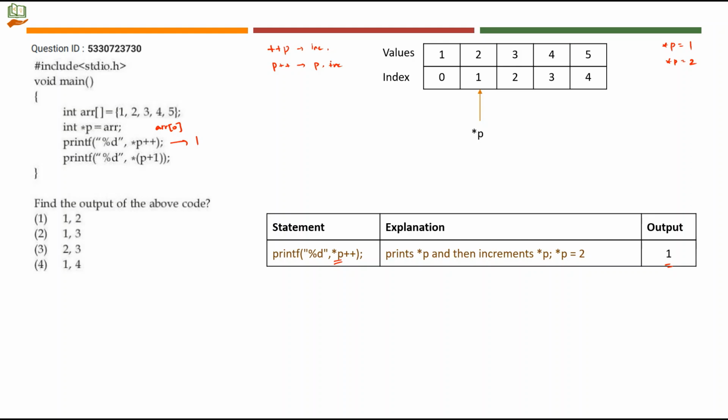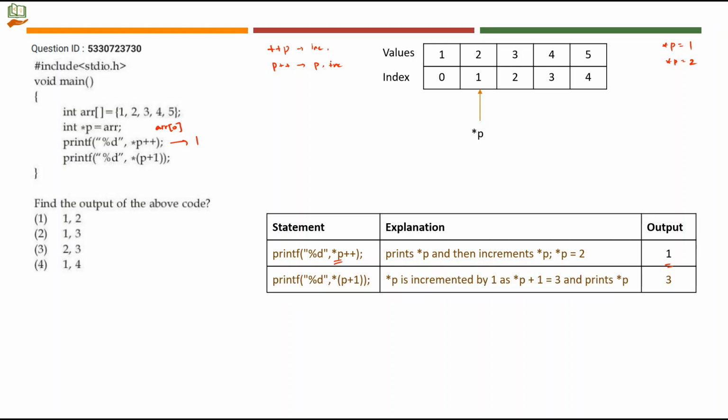What about the next printf statement? It is having pointer of p plus 1. Here this is p plus 1, not post increment or pre increment. So here the p will be incremented by 1. It will be moving to the next index. So now the pointer will have the value of 3. So now this pointer p plus 1's value will be 3. So the output is 3.